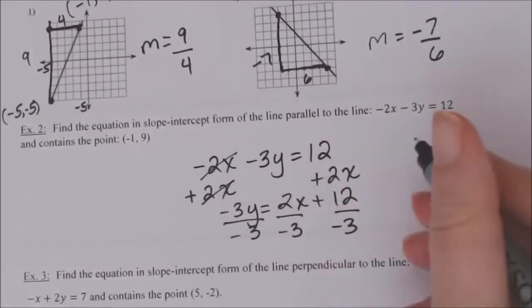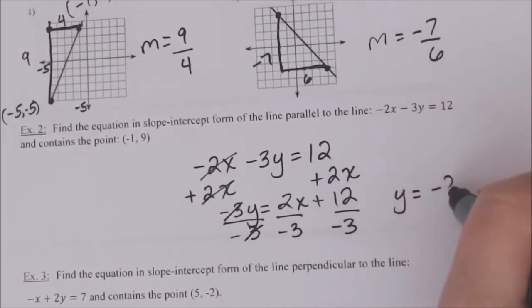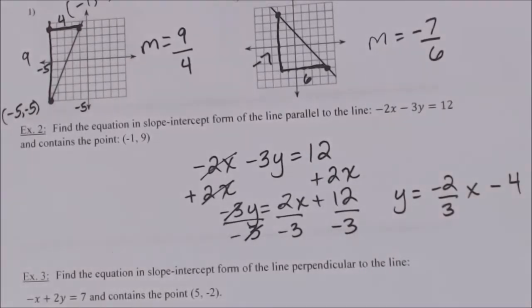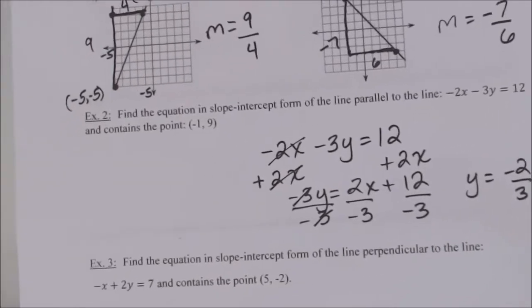Everything gets divided by -3. So my equation here, those go away, is y equals -2/3 x. And then it's 12 divided by -3, so -4. So my slope from that line is -2/3. So my line needs to contain the same slope because it needs to be parallel, but it needs to now go through this point. So let's come over here.